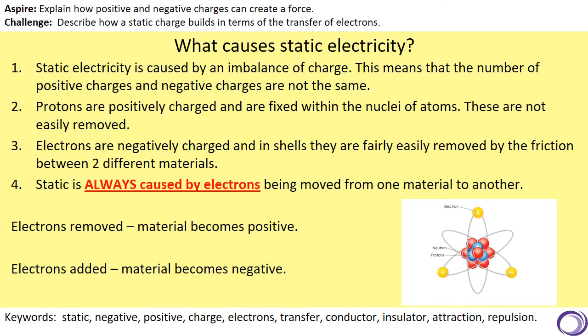If you take electrons away, the material will lose negatives, so it'll become positive because it'll end up with more protons than electrons. If you shove extra electrons on, that material will become negative because there are more electrons than there are protons.